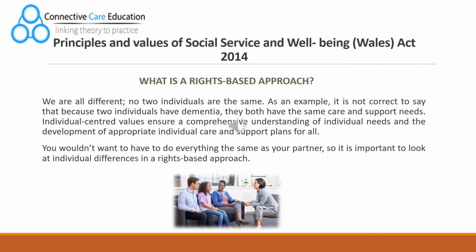We are all different and no two individuals are the same. As an example, it is not correct to say that because two individuals have dementia, they both have the same care and support needs. Individual-centred values must ensure a comprehensive understanding of individual needs and the development of appropriate individual care and support plans for all. You wouldn't want to have to do something the same as your partner, so it is important to look at individual differences in a rights-based approach.